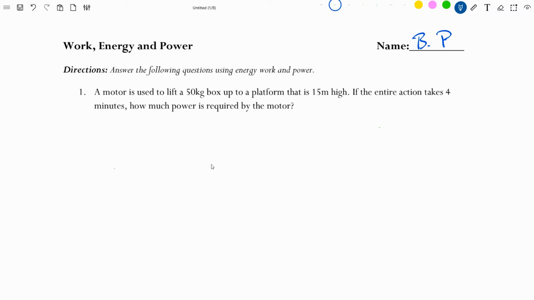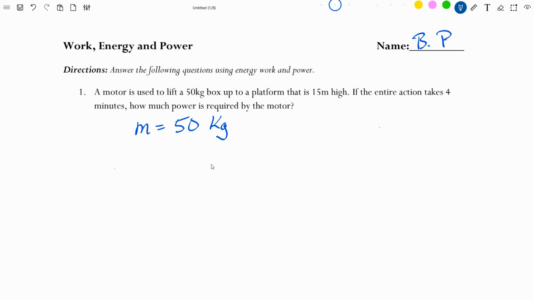So, motor. Okay, so we have some kind of an object m, which is 50 kilograms, and it's being lifted up to a platform that is 15 meters high. Now, as you would have learned by now from my previous solutions, it doesn't really matter at what level this object is to start with. I don't really know if it was on the ground or already somewhere up high, or for that matter, it could have been at the bottom of a hole.